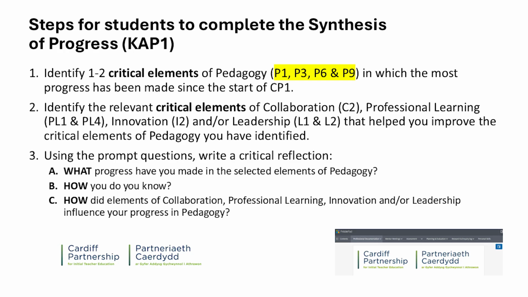So what have they done in terms of collaboration that has supported them with P1, with managing the learning environment? Have they observed somebody? Have they asked for advice from somebody? How has that supported them? And then, using these prompt questions, they write a critical reflection. So what progress do they feel that they've made in the selected elements that they've chosen? And how do they know that they've made that progress? What has indicated to them that actually, I am making progress in assessment for learning? And how did these elements of collaboration, professional learning, innovation and or leadership influence their progress in pedagogy?